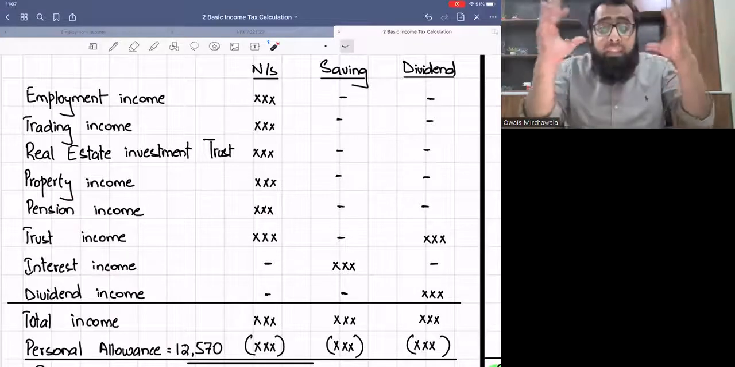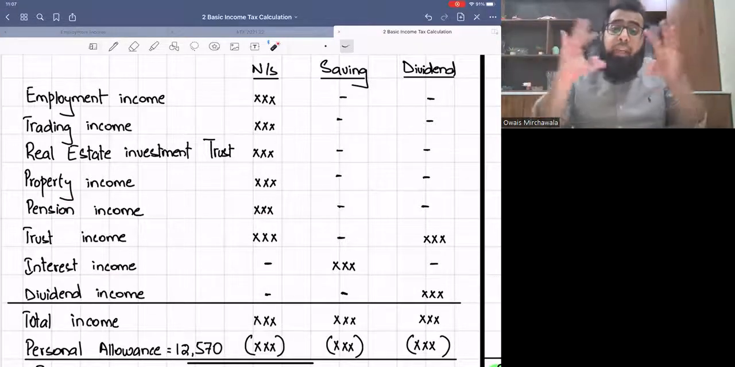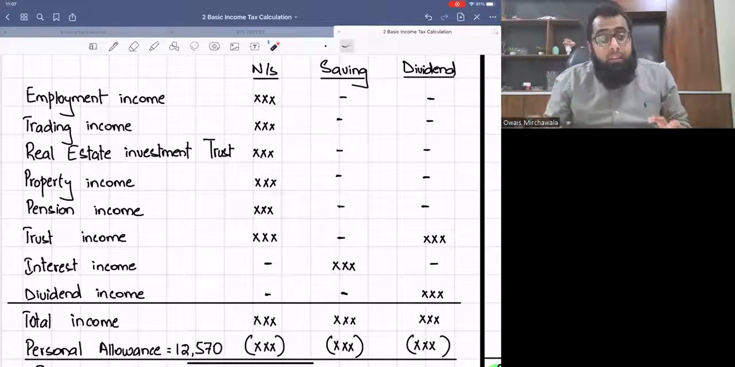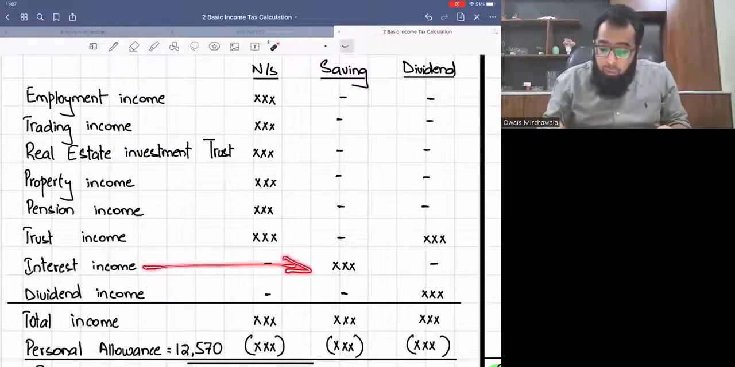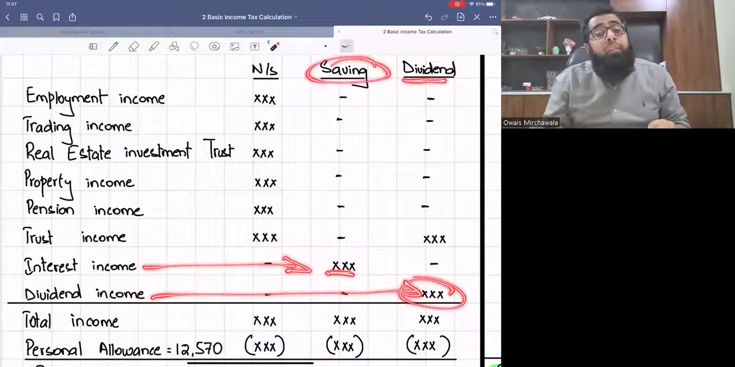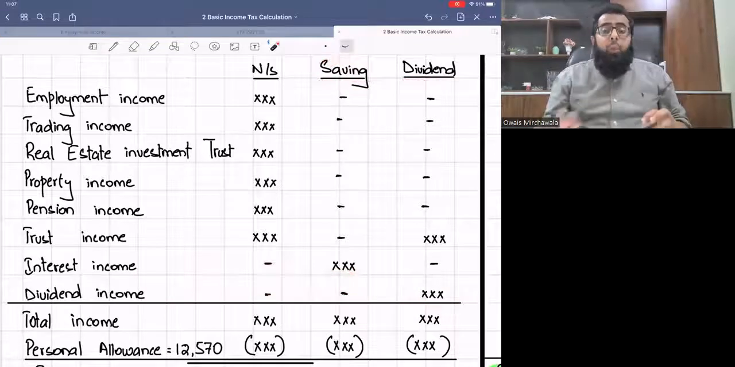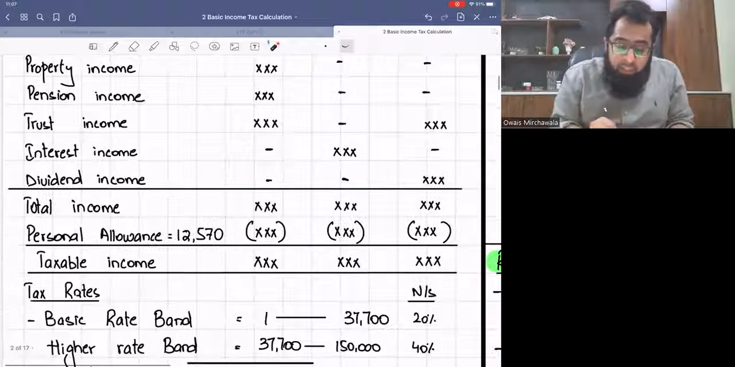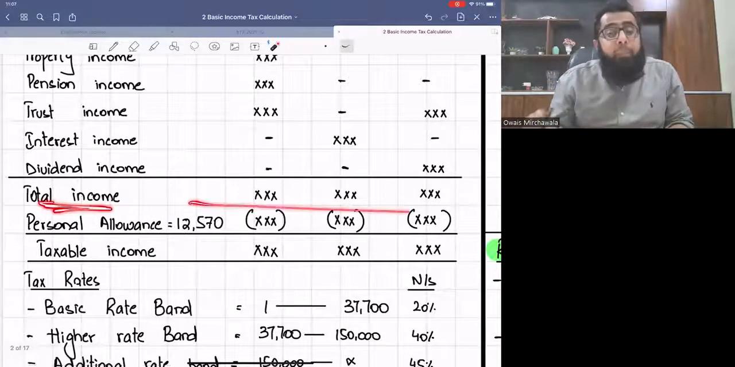Currently, we are just discussing how a tax return looks like and how we have to calculate the tax. Interest income goes in the head of saving income and the dividend income goes in the head of dividend. Once we have classified all the incomes, we arrive at the value of total income.